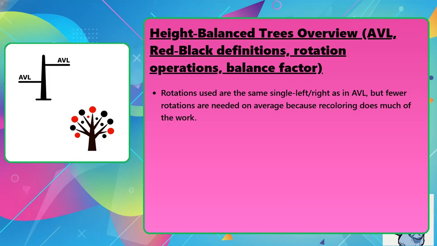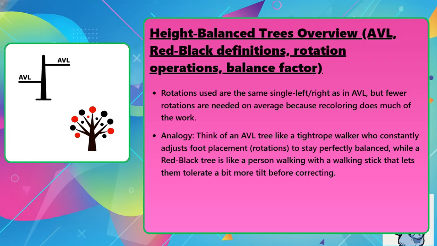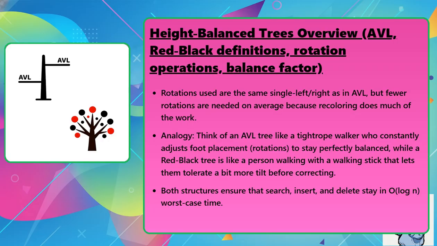Rotations used are the same single left or right rotations as in AVL, but fewer rotations are needed on average because recoloring does much of the work. Analogy: think of an AVL tree like a tightrope walker who constantly adjusts foot placement, rotations, to stay perfectly balanced, while a red-black tree is like a person walking with a walking stick that lets them tolerate a bit more tilt before correcting. Both structures ensure that search, insert, and delete operations stay in big O of log n worst-case time.